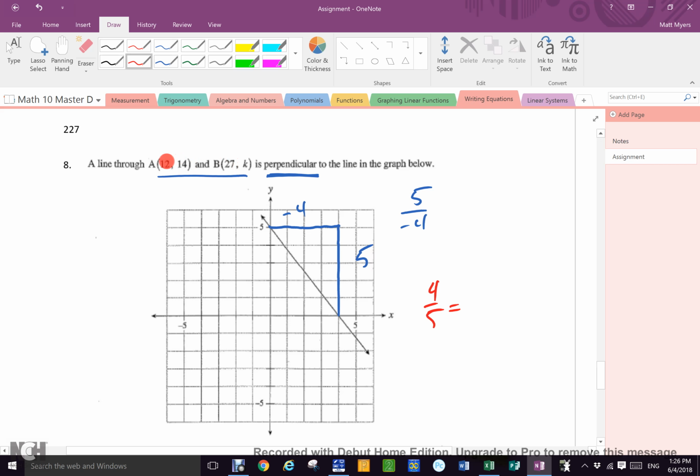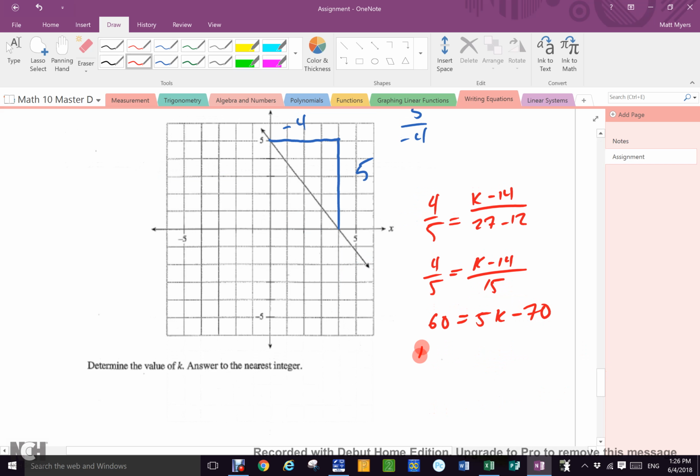Then, is that x1, y1, x2, y2? Yep. K minus 14 over 12. 27 minus 12, which is 4 over 5 equals k minus 14 over 15. 60 equals 5k minus 70. 130 equals 5k. K equals 26. For 2 marks.